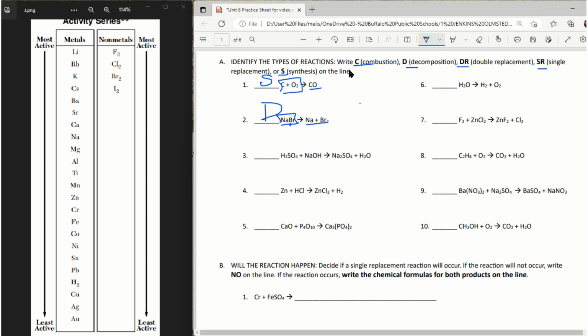What do I have here? Well, first you should see I have all four compounds. How do I know? Each one of these has at least two elements. There's two capital letters. So when I have compound, compound, compound, compound, it is double replacement.